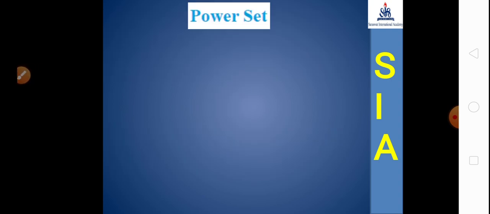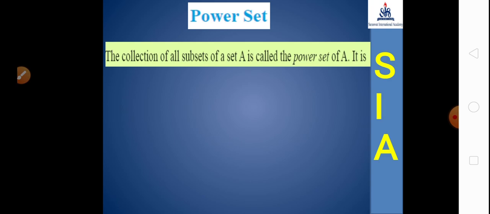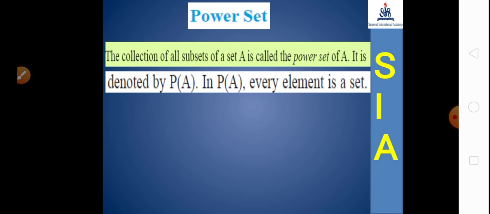Now the next point is called the power set. A power set is a big brother of the subset, in simple definition. The collection of all subsets of a set is called a power set. It is denoted by P(A), which means the power set of A.